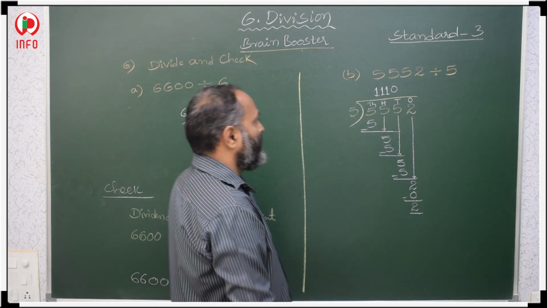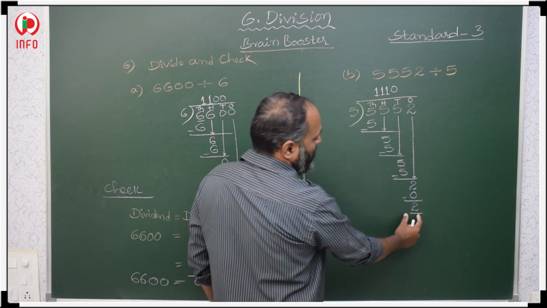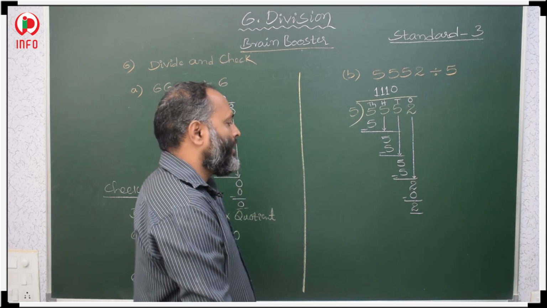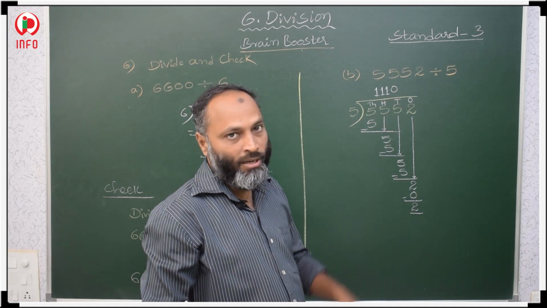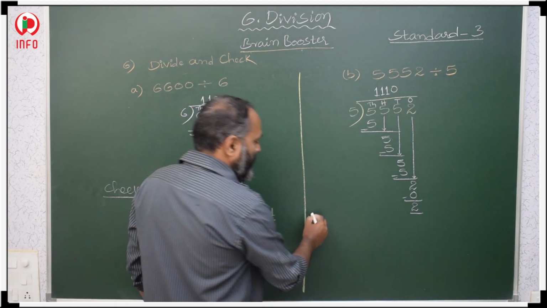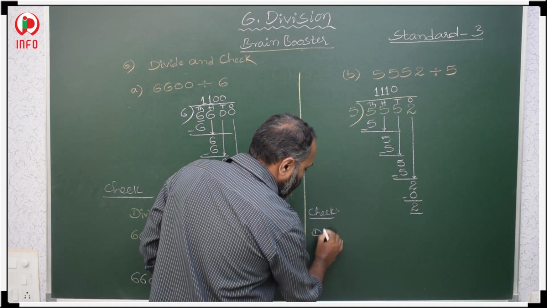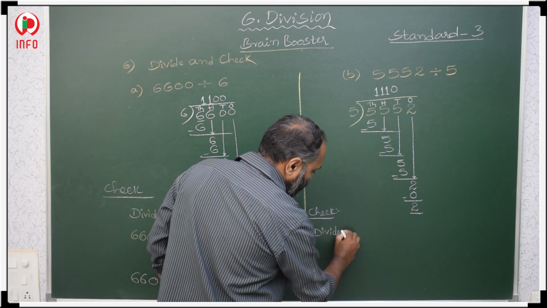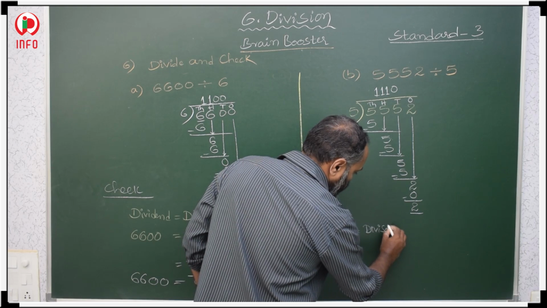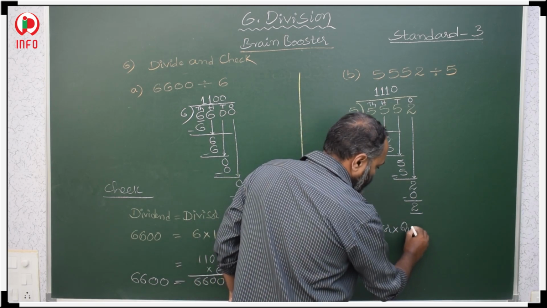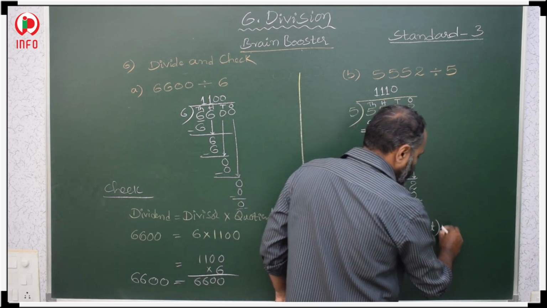Okay. Now this is our quotient, divisor, dividend, and remainder. Now check. Here the remainder is something left after the process. So we have to take plus remainder also in the formula. Check. Dividend is equal to divisor into quotient plus remainder.